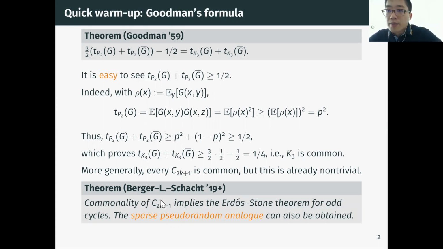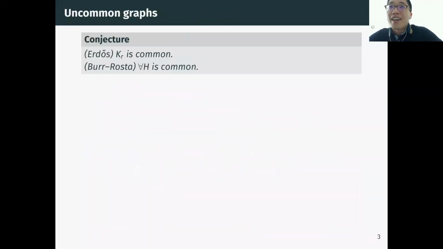And moreover, there's a sparse pseudo-random analog using this argument too, which is by myself with Søren Berger and Matthias Schacht. Yeah, so this is just over-citation of myself. Okay, and let me move on to this topic of common graphs more directly. So here's a famous conjecture by Erdős, which was later generalized by Burr and Rosta. Erdős conjectured, because of Goodman's formula, that every complete graph must be common. And Burr and Rosta later generalized that every graph H is common.